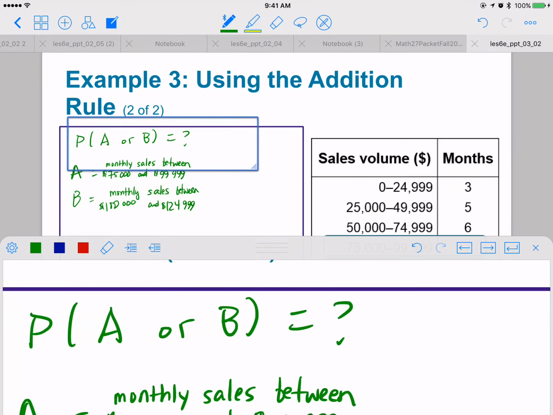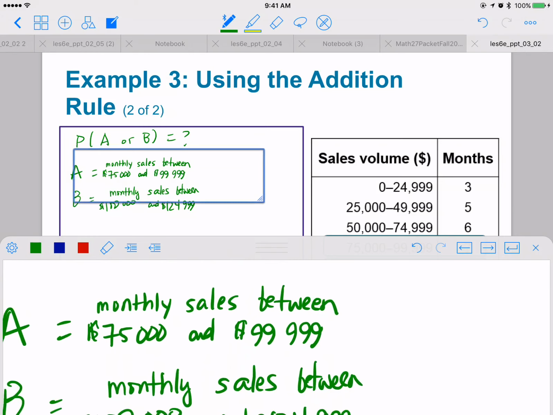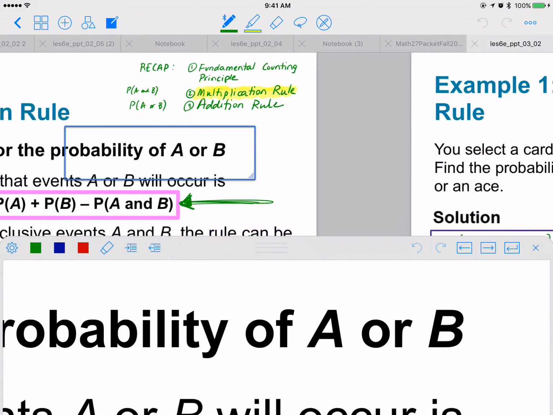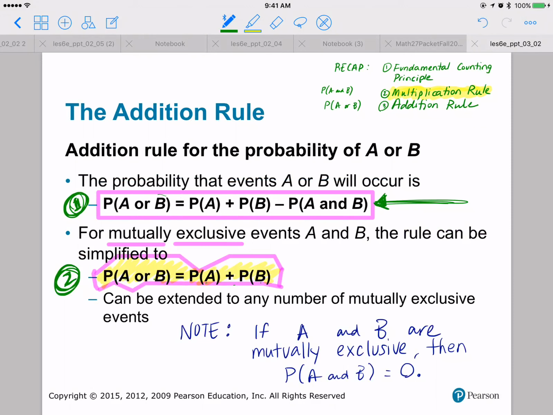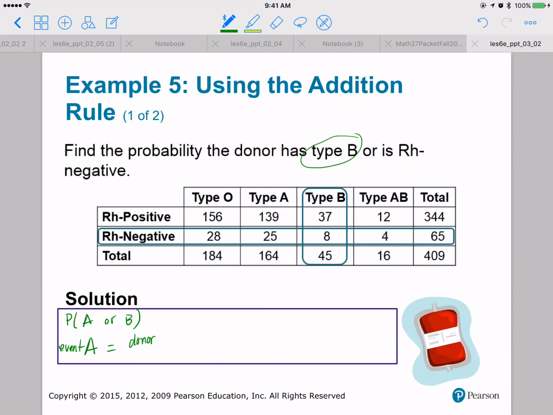So, going back to our formula, we use the addition rule. Here's what the addition rule says: the probability that events A or B will occur is the probability of A plus the probability of B minus the probability of A and B. And if we know that our events are mutually exclusive, then this simplifies to the probability of A plus the probability of B. So are A and B mutually exclusive?